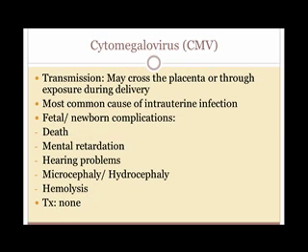Cytomegalovirus, often referred to as CMV, is part of the Herpes Genitalis group. It's transmitted through the placenta or through exposure during delivery. Fetal and newborn complications of those who are exposed can include death, mental retardation, hearing problems, microcephaly or hydrocephaly, and hemolysis. Hemolysis can then lead to anemia and high bilirubin levels, or jaundice. Currently there are no treatments for cytomegalovirus, so treatment would be around problems and complications related to the exposure.